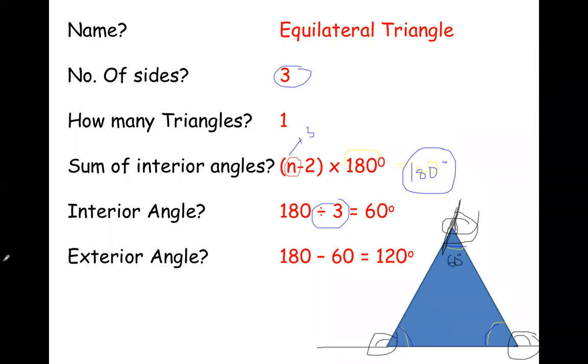So what does n stand for again? n is the number of sides that the polygon has. So in this case, there are 3 sides to a triangle.